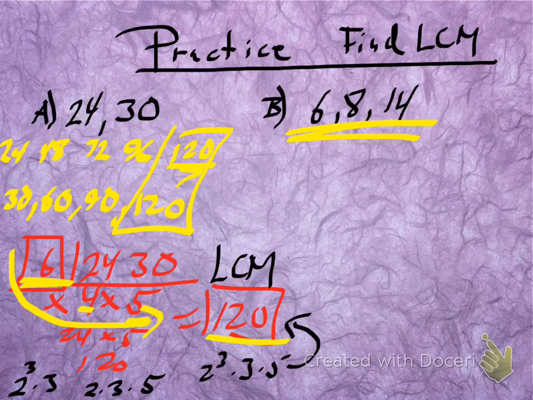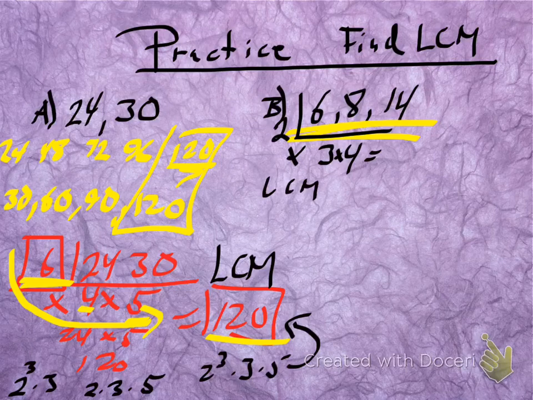Now, the division ladder method, when you have 3 numbers, is what you do for finding the LCM is you actually do it in 2 steps. First, you take the first 2 numbers, and you find the LCM of those. So you can take a 2 out of 6 and 8, and you get 3 and 4. Now 2 times 3 times 4 gives me an LCM of the first 2 numbers, just the 6 and the 8.